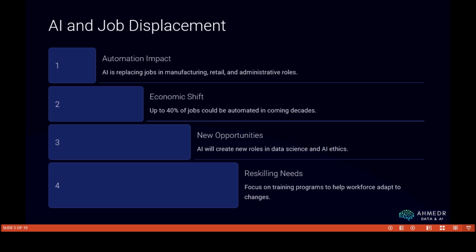In many industries, automation powered by AI is replacing jobs traditionally performed by humans. For instance, manufacturing, retail, and even administrative roles are being automated, leading to concerns about job displacement by AI.